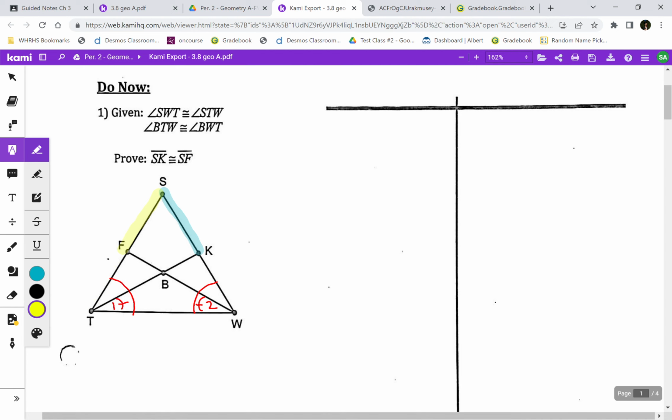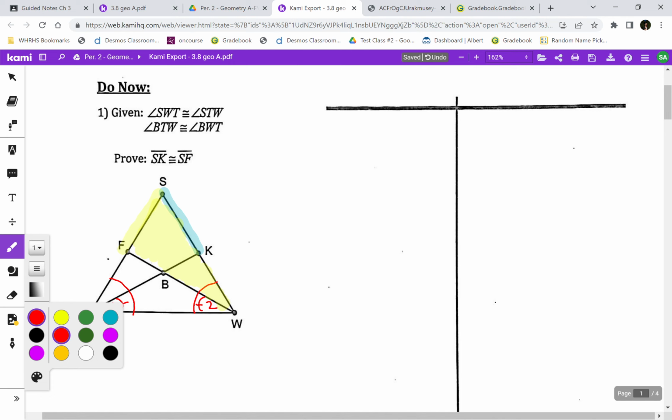Sion. SFW. Yep. And let me see, TSK or something. You got it. SFW, this is the quicker way. And then we're looking at triangle SKT, these top overlapping triangles.